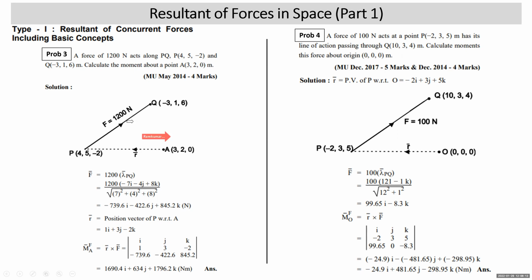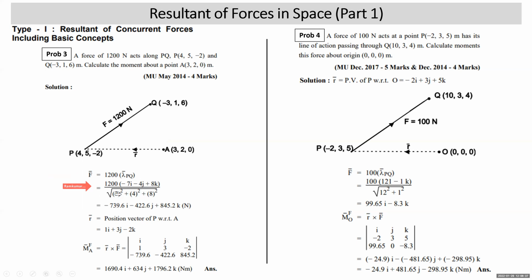So first we know that the moment of the force about a point is R bar cross F bar. R bar is the position vector of any point on the line of action of the force. So first we'll write the force in vectorial form. How do you write this force in vectorial form? The initial point on the line of action of the force is P, and the final point is Q. I mean, it is acting from P towards Q. So F bar is equal to 1200 into lambda PQ.